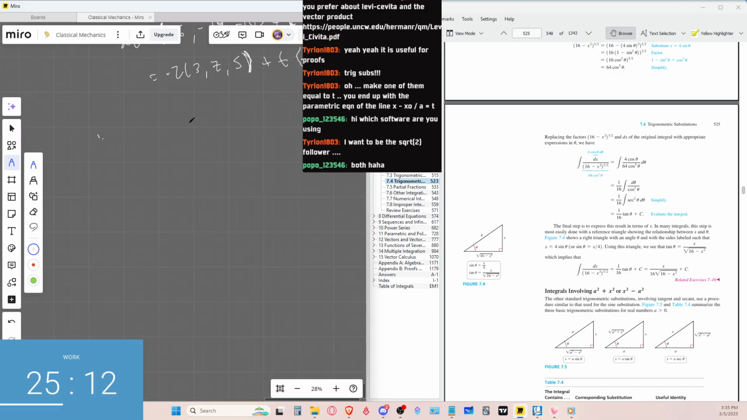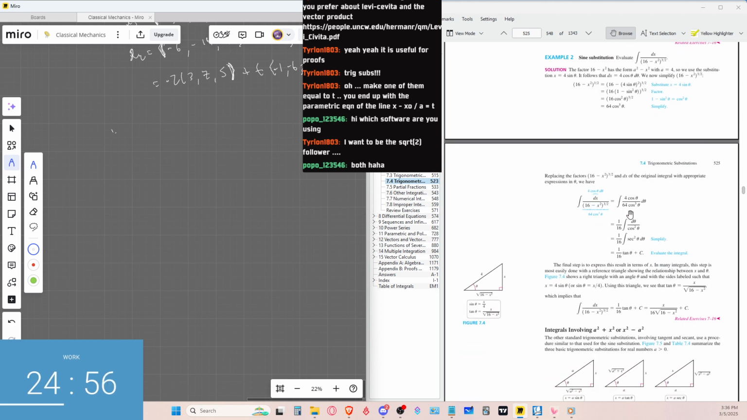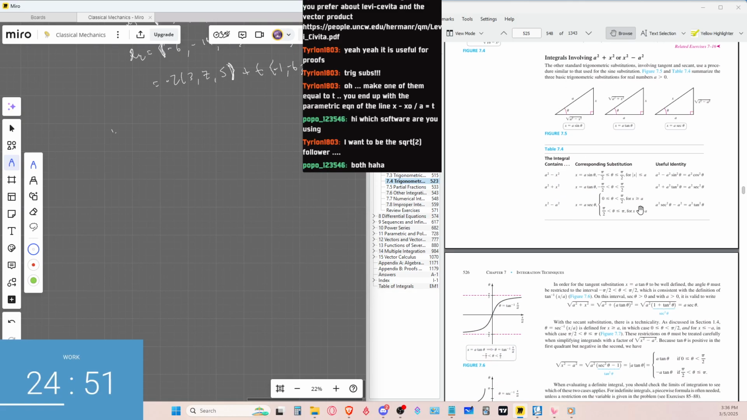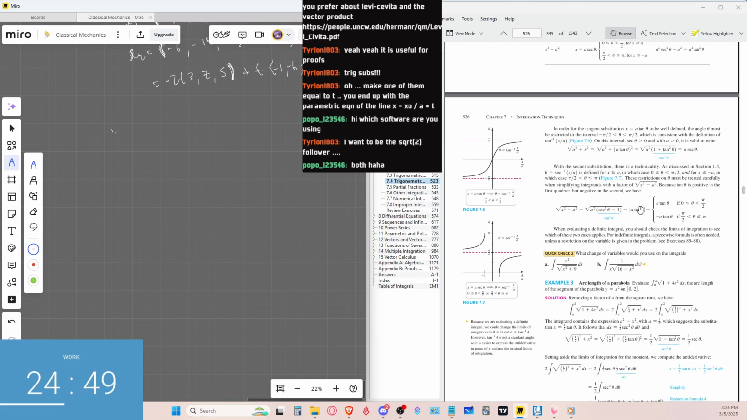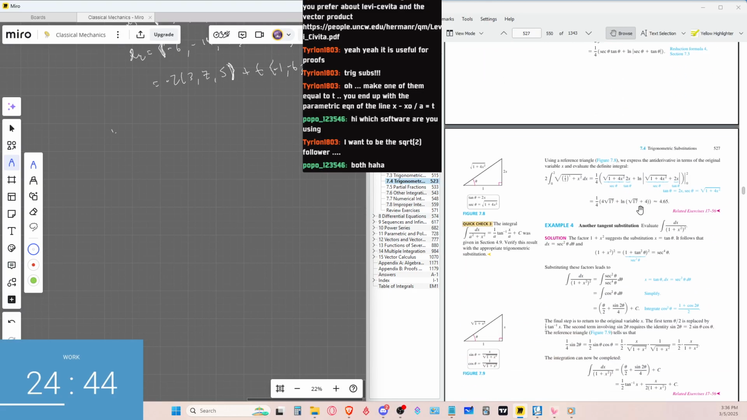So let's see. Oops. Didn't mean to zoom in on that one. Evaluate, then we do this, then we do that, then we do this, and do that. Simplify. I need to see what they do when they have actual defined parameters, because I know you're supposed to change the parameters from x to theta.